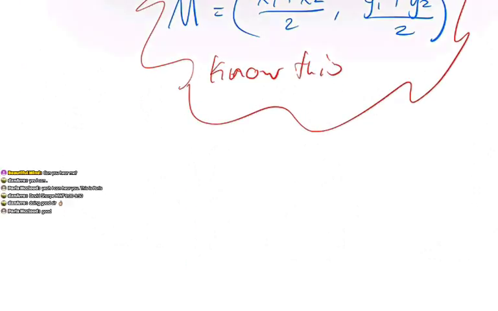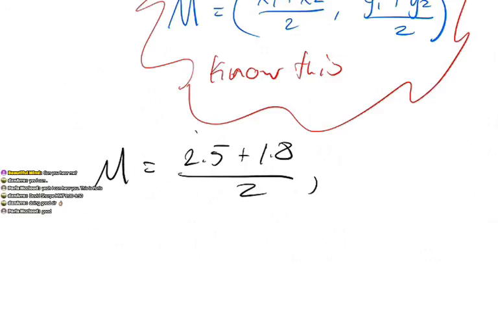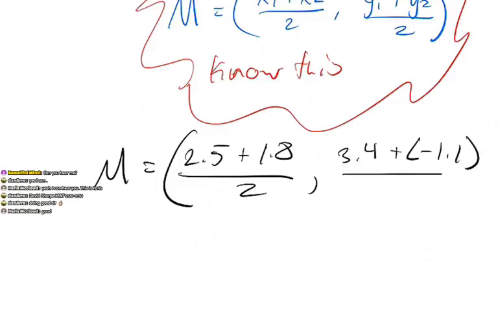So let's plug the things in. So our midpoint is going to be, our x1 is 2.53 plus our x2 is 1.8 divided by 2, and then our y1 is 3.4 plus a negative 1.1 divided by 2. Okay, so that's it. So then, we just calculate those. So let's see if we can do that calculation.